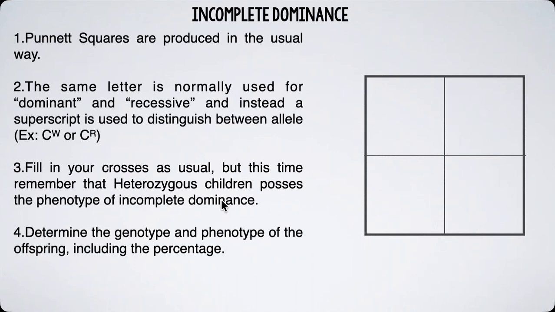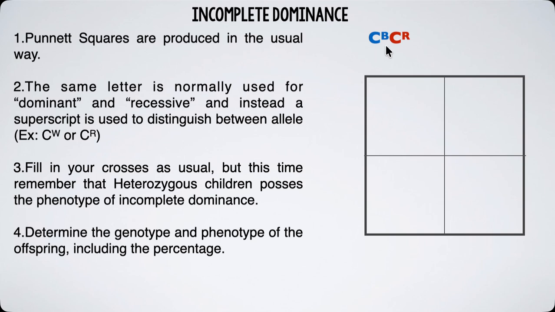So let's draw a Punnett square for incomplete dominance. This is the way that we write alleles for incomplete dominance. We only use capital letters because remember, it's incomplete dominance. There's no such thing as recessive or dominant. Instead, we use these superscripts to distinguish between them. So notice, same letter, but instead, we're distinguishing between them using these superscripts.